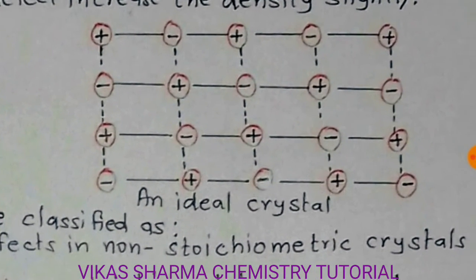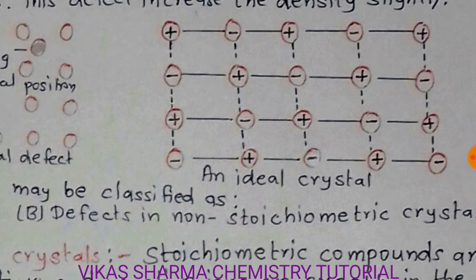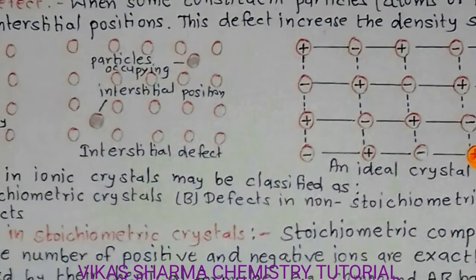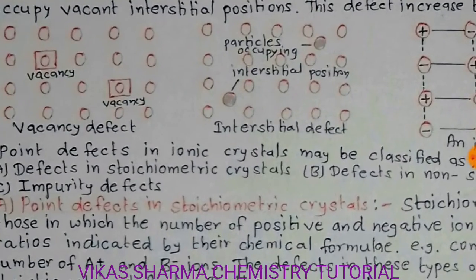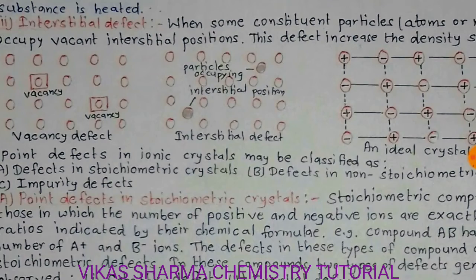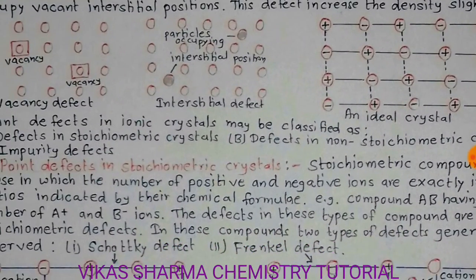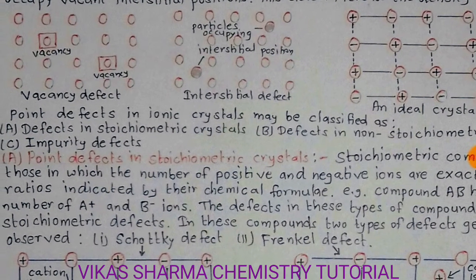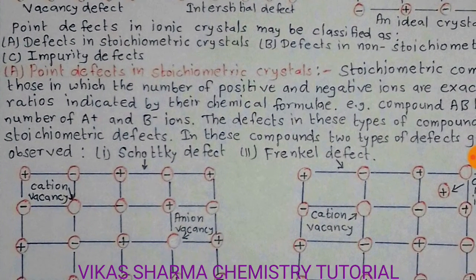And this is the arrangement of an ideal crystal when all the atoms, ions or molecules are perfectly arranged. So the ideal crystal is disturbed. So this is called imperfection or defects. Point defects in ionic crystals may be classified as defects in stoichiometric crystals, second, defects in non-stoichiometric crystals, and third, student, the impurity defect. So there are three point defects you study in this chapter.